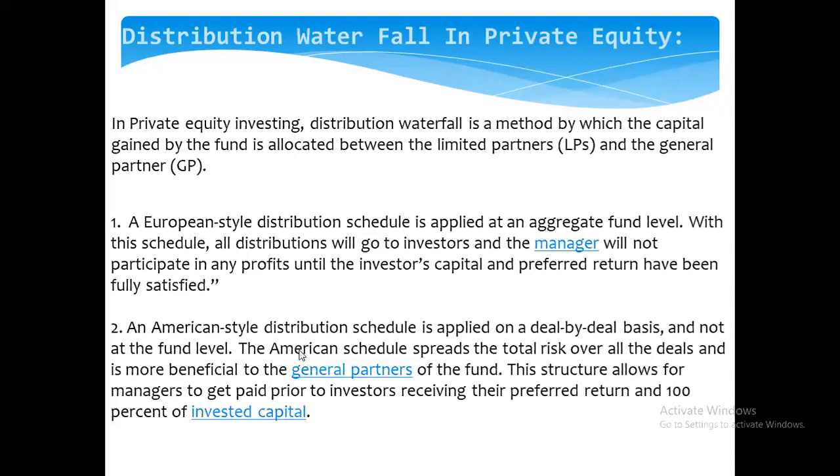Type 2, an American style distribution schedule is applied on deal by deal basis and not at the fund level. The American schedule spreads the total risk over all the deals and is more beneficial to the general partners of the fund. This structure allows for managers to get paid prior to investors receiving their preferred return and 100% of invested capital.